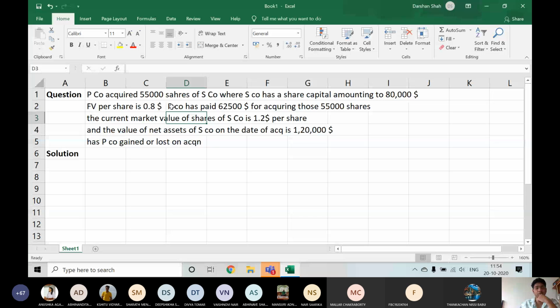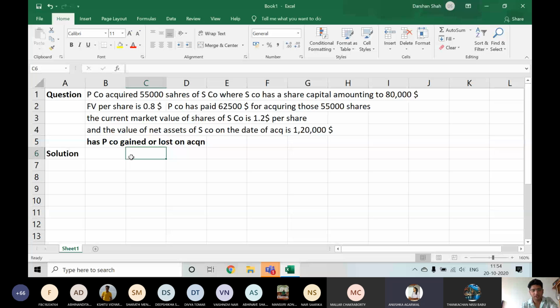Obviously, I am not going to give the same question, so a little bit of change I have made. Try this question. Sir, a loss of 2,500. So you are saying goodwill. Yes, sir, goodwill of 2,500.